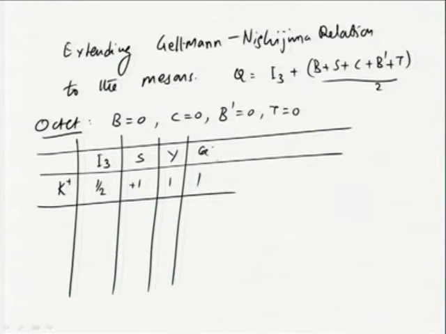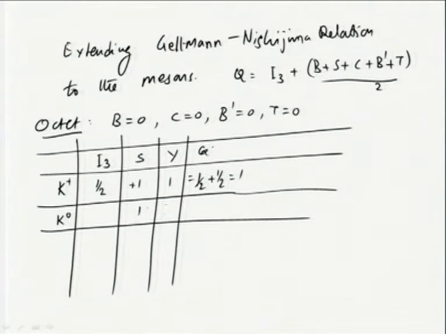Okay, let me write it as half plus half equal to 1. When we consider K0, hypercharge is the same, S is the same, but I3 is minus 1 by 2. So, therefore, this adds up to 0. And pi plus: I3 is plus 1, S is 0, Y is 0, charge is 1.